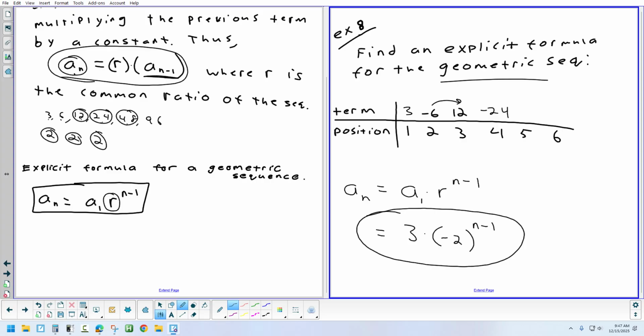Well, that's it. Let's try it. Let's see if it correctly predicts the third term. What's 3 minus 1? 2. What's -2 to the second power? 4. And what's 4 times 3? 12. Perfect. Okay, so I always like to check it, make sure that it works. If it doesn't, then something's wrong. Any question on that?